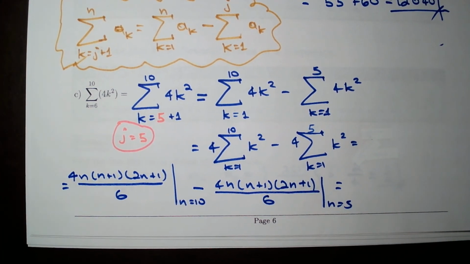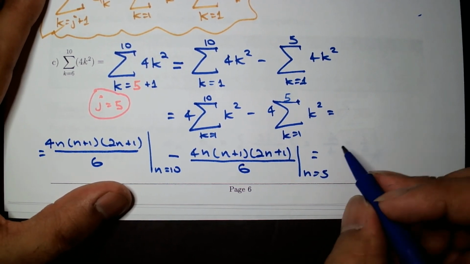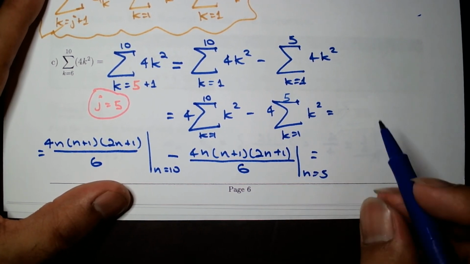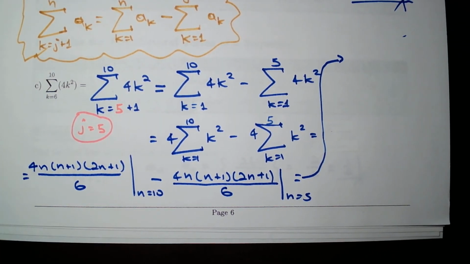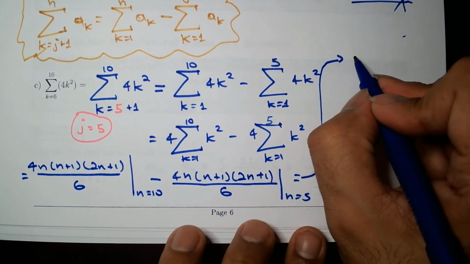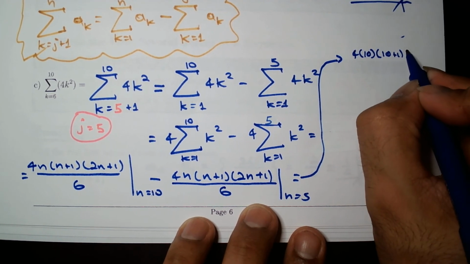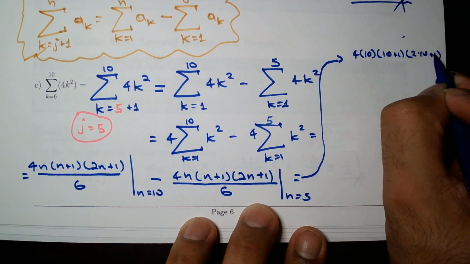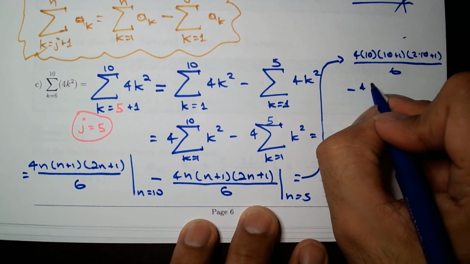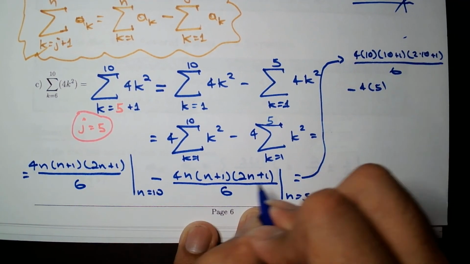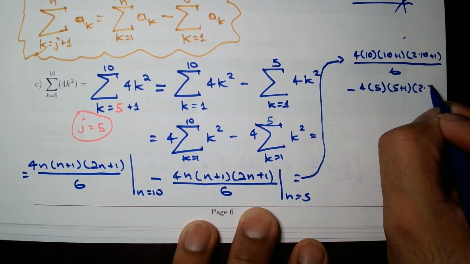So let's see what we get for this one. Hopefully I have enough space for this. Yes, of course. Let me actually go up here. In this case, I'm going to substitute n equals 10. So that's 4 times 10 times 10 plus 1 times 2 times 10 plus 1 over 6. Subtract 4 times 5. In this case, n equals 5, 5 plus 1, 2 times 5 plus 1.